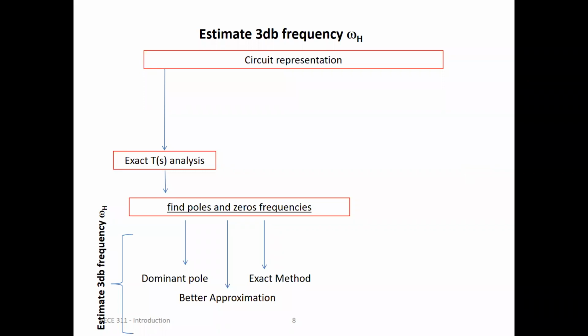The remaining part of the lecture is going to handle things as follows. We have a circuit representation. We can find the transfer function from it. Not all transfer functions are simple like the one we studied, but they will have poles and zeros. Once we determine these poles and zeros, we would like to estimate the 3 dB frequency either from the dominant pole, from an approximation, or using the exact method. We will cover this soon.